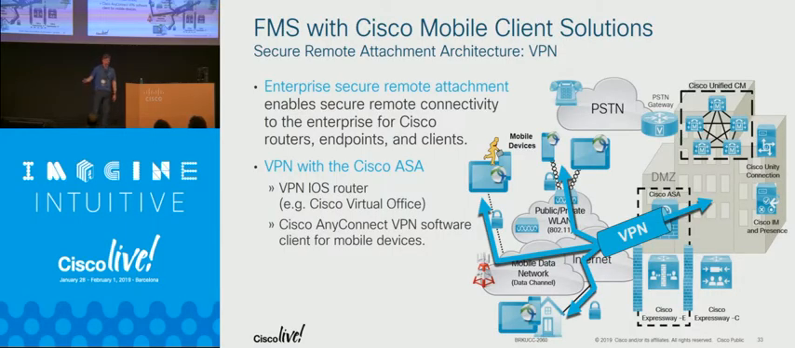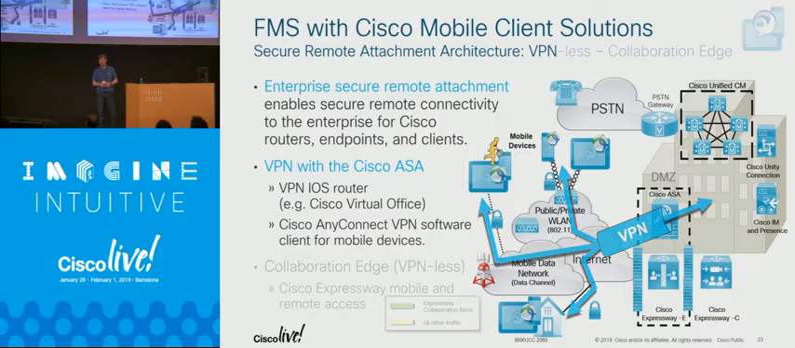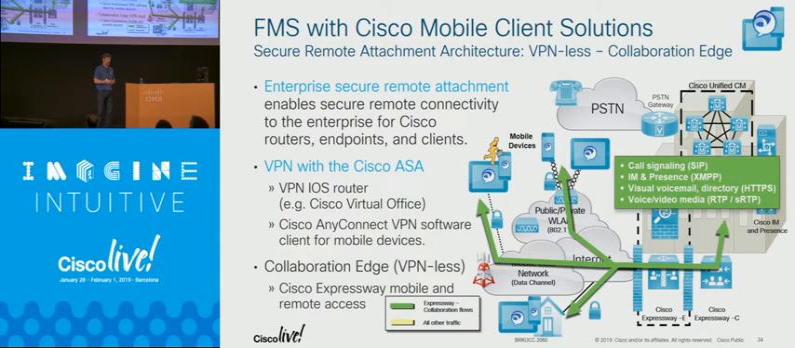The traditional way we've done it is through VPN, using some form of VPN capability to create a secure connection back into the enterprise. And we do that with a VPN IOS router, Cisco Virtual Office, for example, and as I mentioned earlier, Cisco AnyConnect. So that's where your AnyConnect client on your mobile device would come into play to allow you to connect in securely to the enterprise. So that's one option, and that's the traditional option that people typically use. But we've also got built into Jabber and our solution the ability to do VPN-less, or what we call Collaboration Edge connectivity, using Expressway, Mobile and Remote Access.